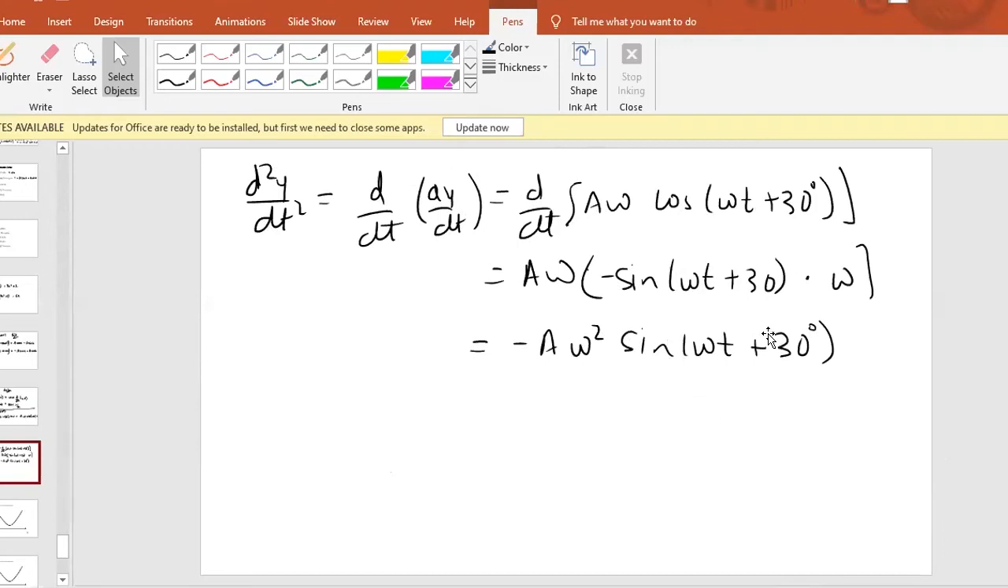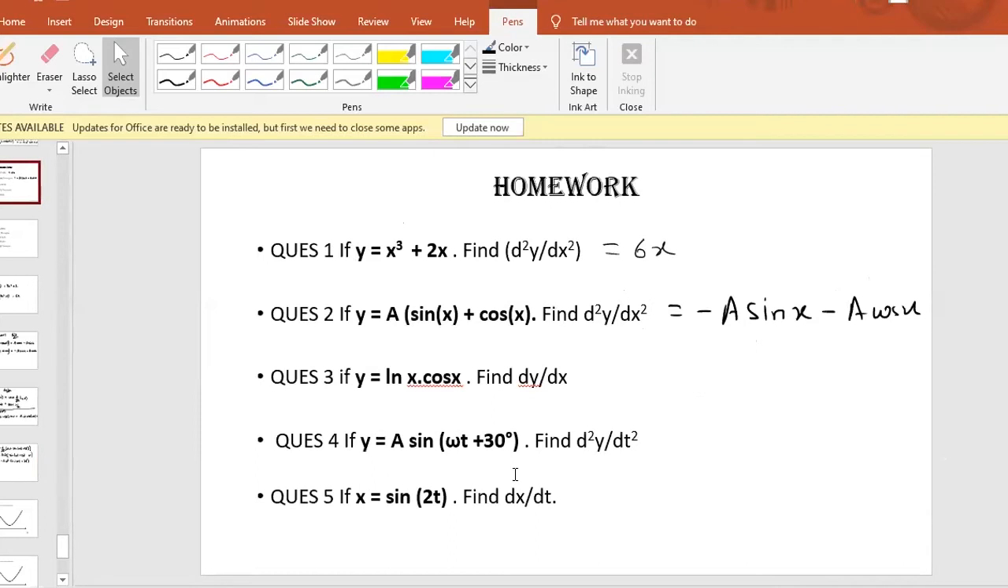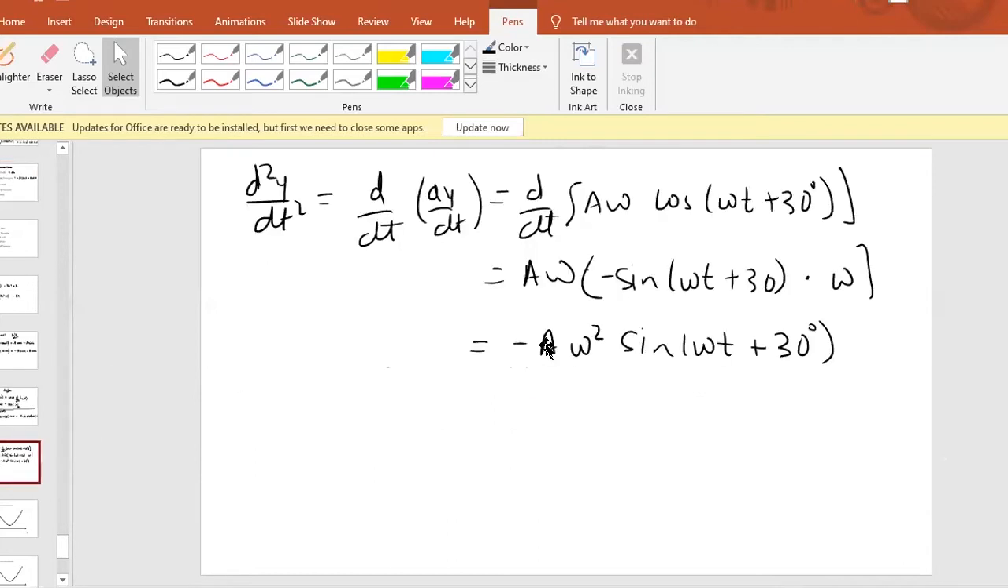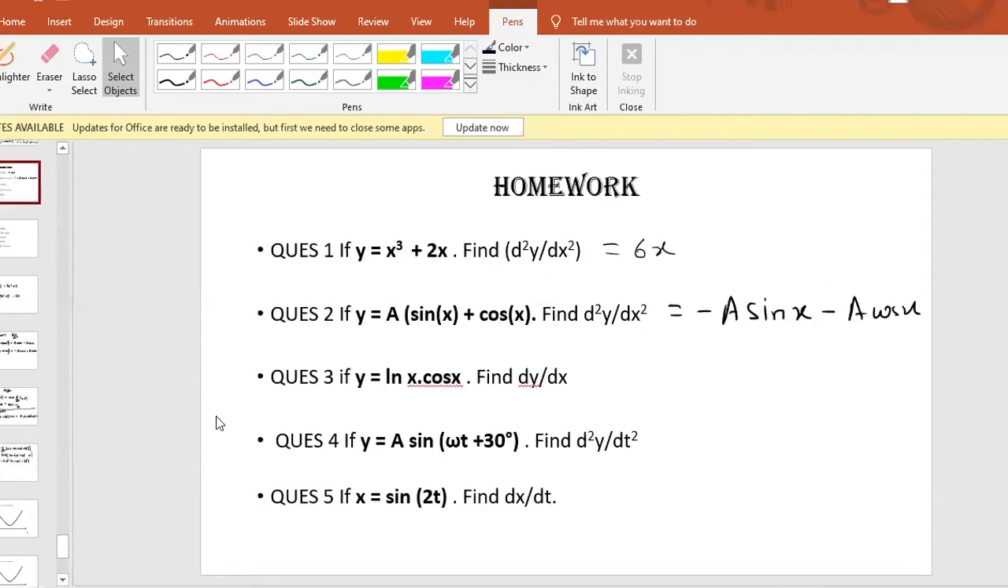Okay, fine. So answer number 4 is minus a omega square sine omega t plus 30 degree. Last question, number 5. If x equal to a sine 2t, then what is the value of dx by dt?